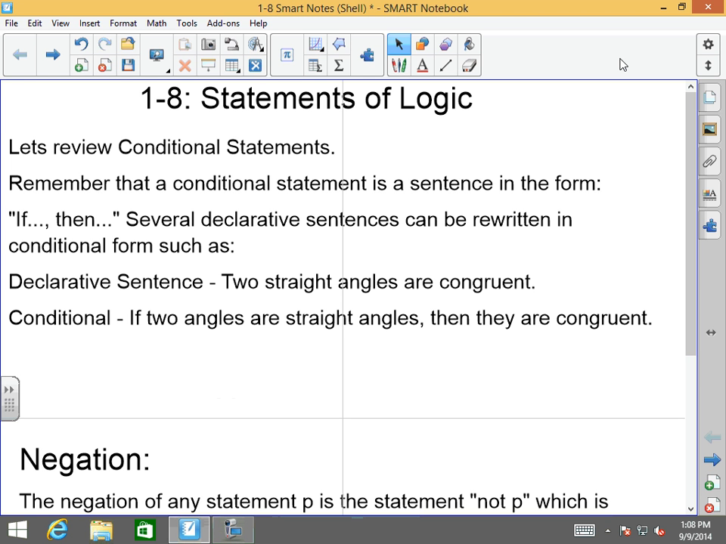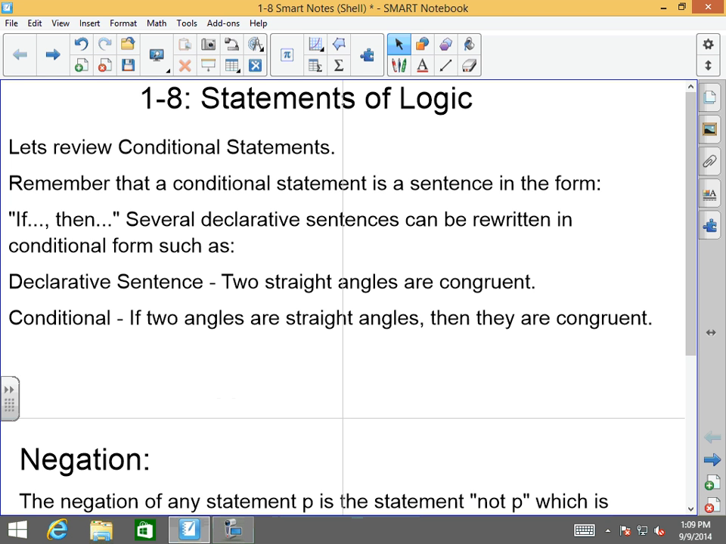Let's review real quickly what a conditional statement is. A conditional statement, if you remember, is a sentence in the form of if, then. If the hypothesis, then the conclusion. Several declarative statements can be written in a conditional form, such as two straight angles are congruent. We could write that as a conditional: if two angles are straight angles, then they are congruent.